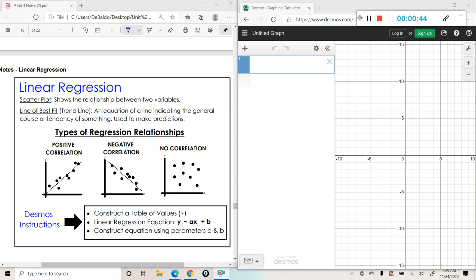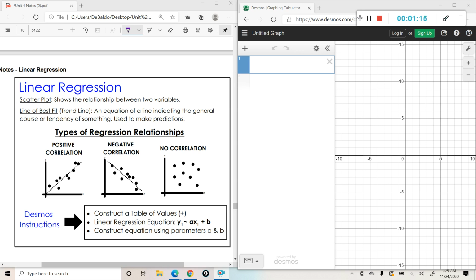We call this a line of best fit. This line is also called a trend line. And what it is, it's a line that actually generates an equation indicating the general course of tendency of the data, and it's used to make predictions for data that hasn't happened yet. So the line that we're going to be looking at today is an equation of the line, which is why it fits into this unit of linear equations.